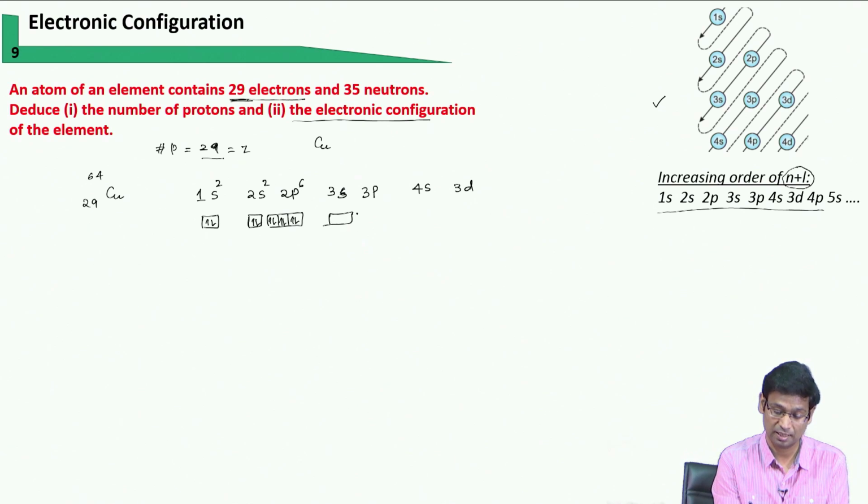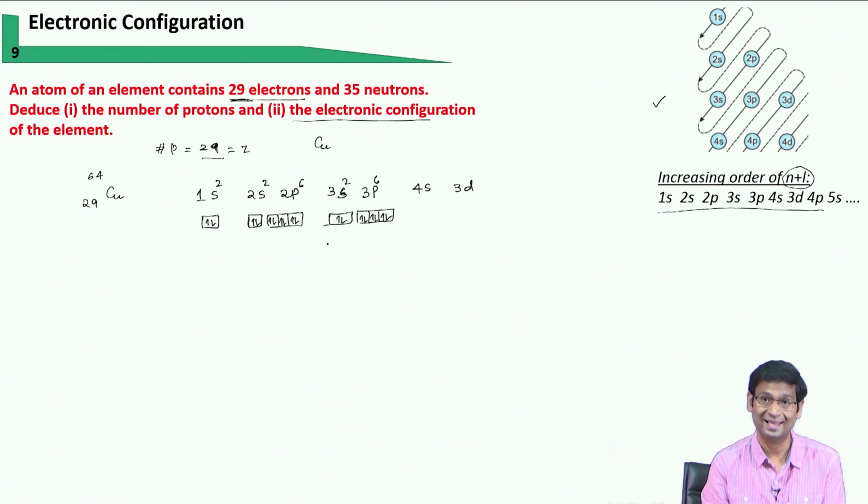Now let us look at 3s and 3p. So if I fill 3s2 3p6, I am done with 18 electrons. So I am left with 11 more, because I have got 29 electrons to fill. So I have 4s, I give 2 electrons, and after giving 2 electrons I am done with 20 electrons. So therefore I am left with 9 electrons. Let me fill these 9 into 3d. So this configuration turns out as 4s2 3d9.